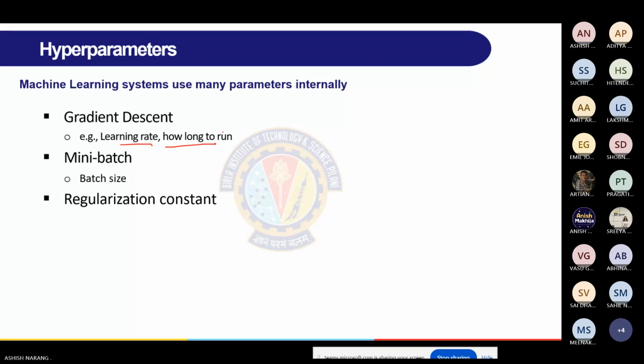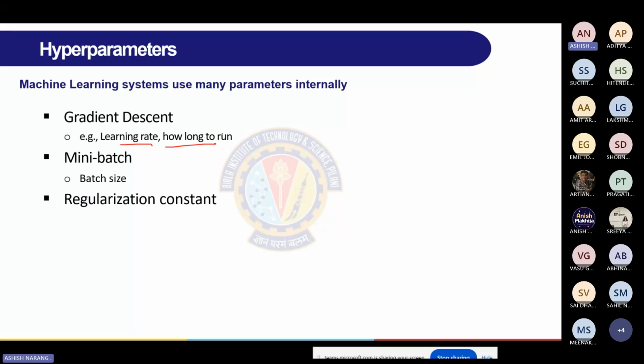Now, if it is set too high, the model will find difficulty in converging. If it is set too low, it will take too much time to reach a minimum or a maximum, right? So these are hyperparameters for a machine learning model, which we have to supply externally. Once we cover gradient descent, it will be more clear.